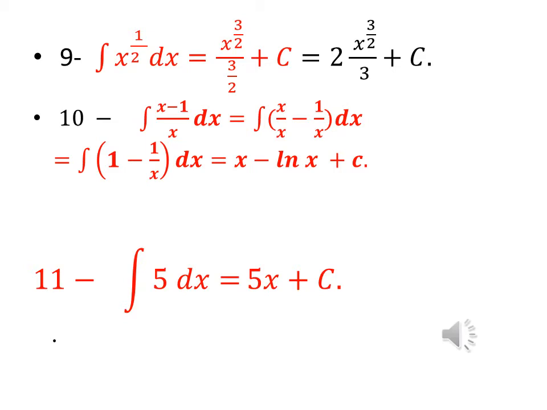Continuing our solved examples. Integration of x^(1/2), which is the square root of x. The power is half; increase it by 1 and divide by the new power. Half plus 1 is 3 over 2, divided by 3 over 2. After simplification, it equals x^(3/2) over 3 plus c.